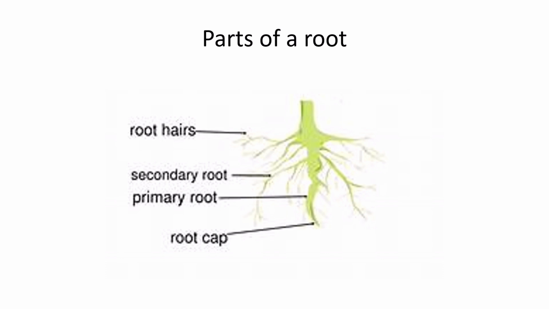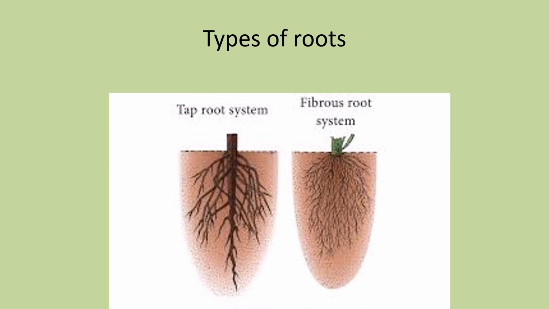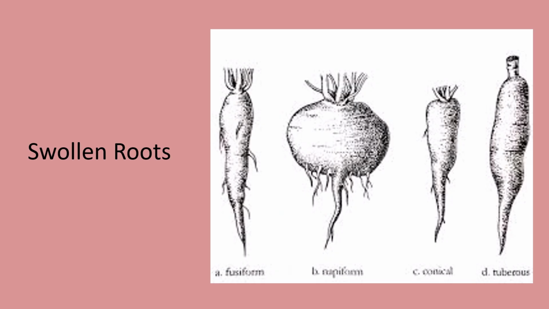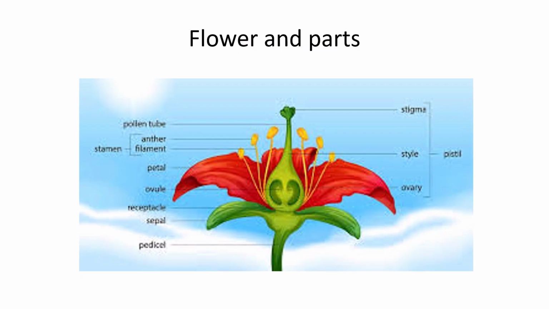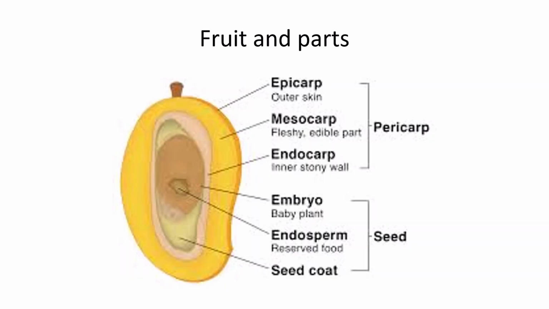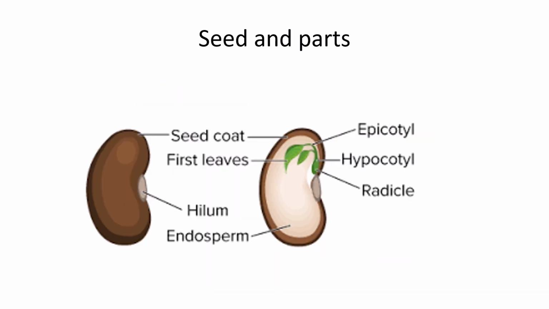Then we look at the parts of the root, the primary root, secondary root, root hairs, and root cap. The types of roots are looked at, that is taproot and fibrous root. Then we look at swollen roots. Most of these are used as food. We also look at flowers and their parts. We look at fruit and parts. The last part we look at is the seed and its parts.